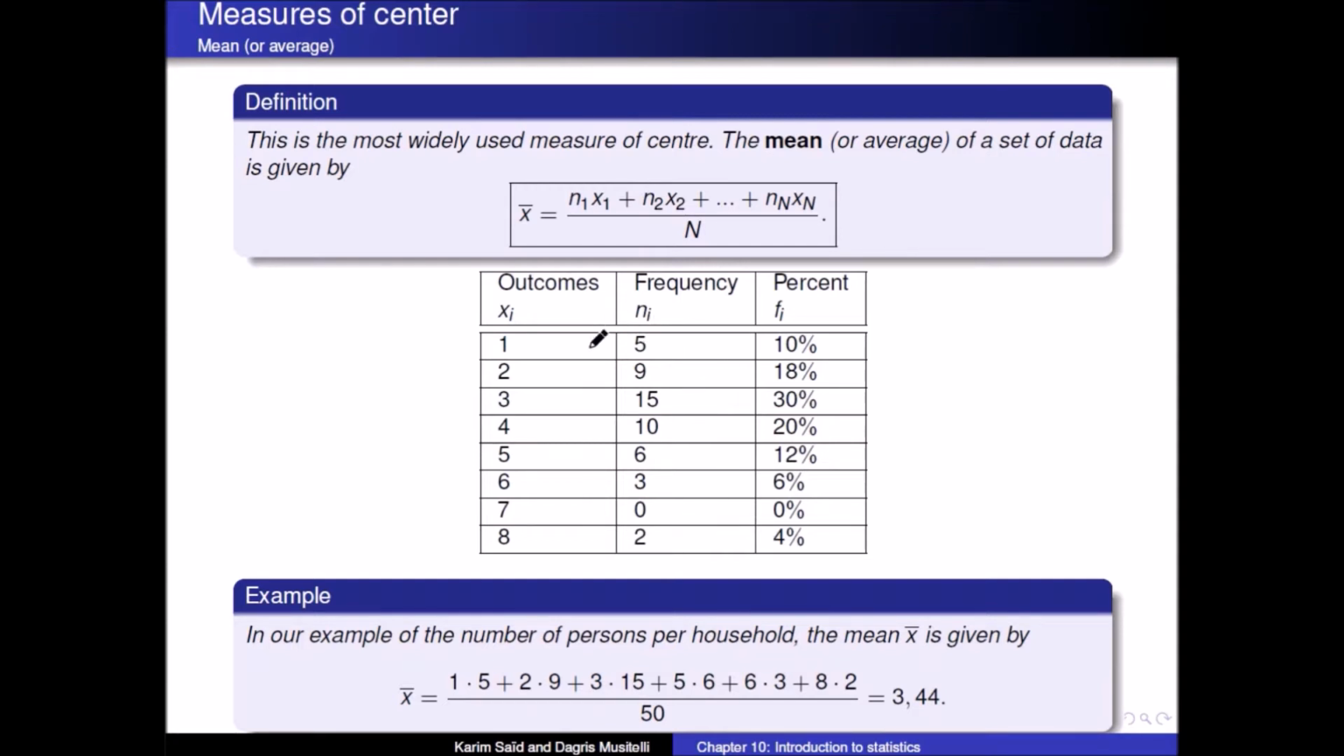I have 5 times 1 plus 9 times 2, so I already have 14 values, plus 15, plus 10, plus 6, plus 3, plus 0, plus 2. So in the end I have 50 values. So I add all the values and I divide by 50. So the mean is 3.44 here in this example.